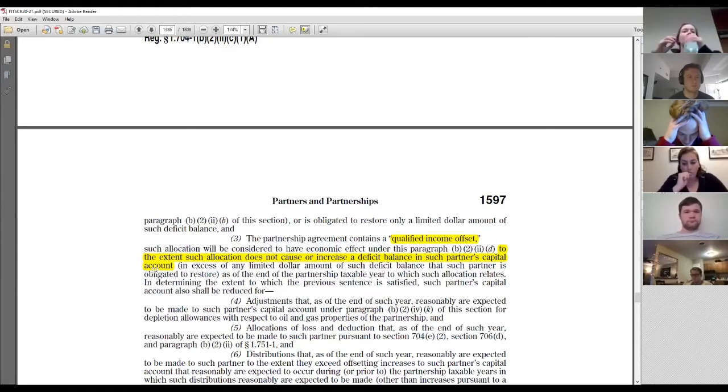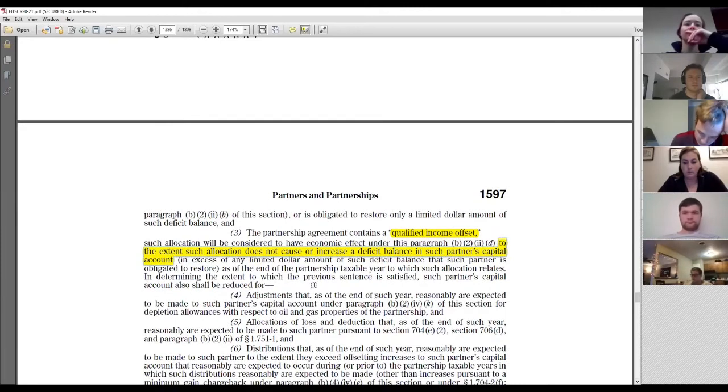And then there's this parenthetical, in excess of any limited dollar amount that the partner is obligated to restore, right here. So we'll talk about that in a second.